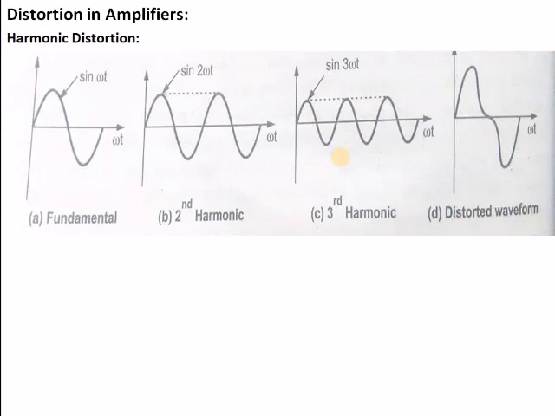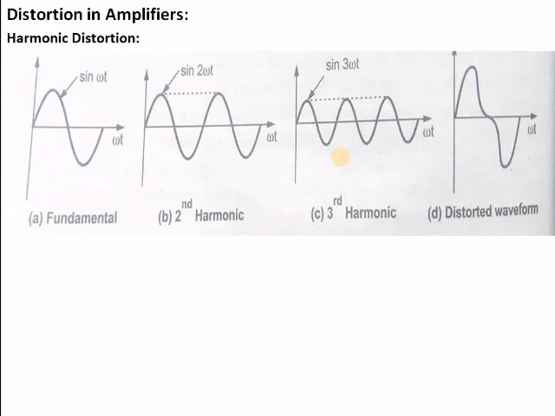The signal has three main properties: amplitude, frequency, and phase. Therefore, the possible distortions that may occur in amplifiers are amplitude distortion, frequency distortion, and phase distortion. These three may come in amplifiers. Phase distortion cannot be recognized by humans, so we can neglect phase distortion.